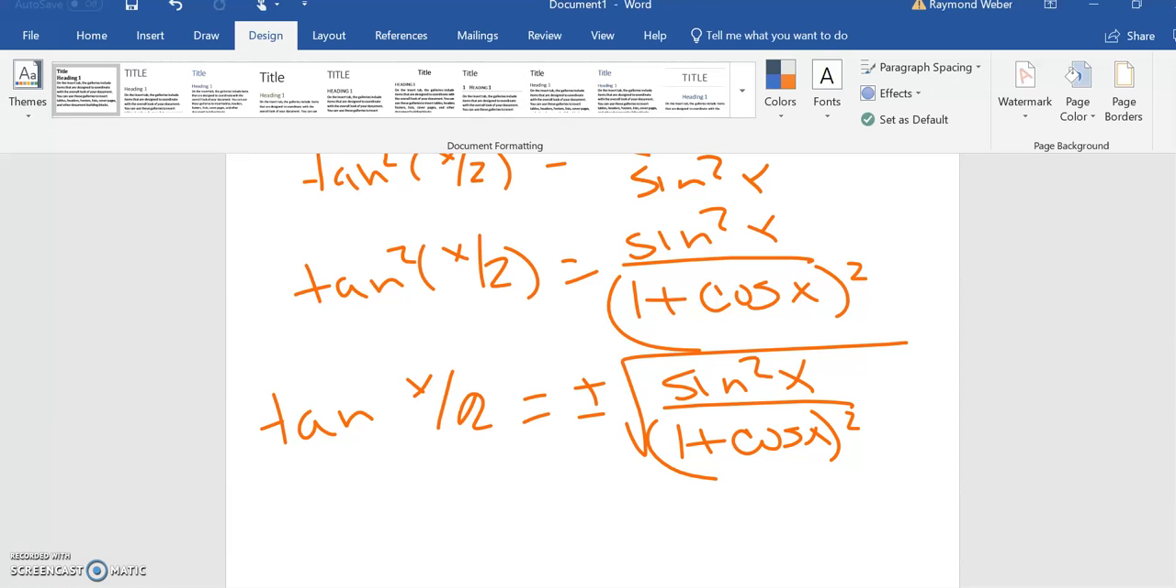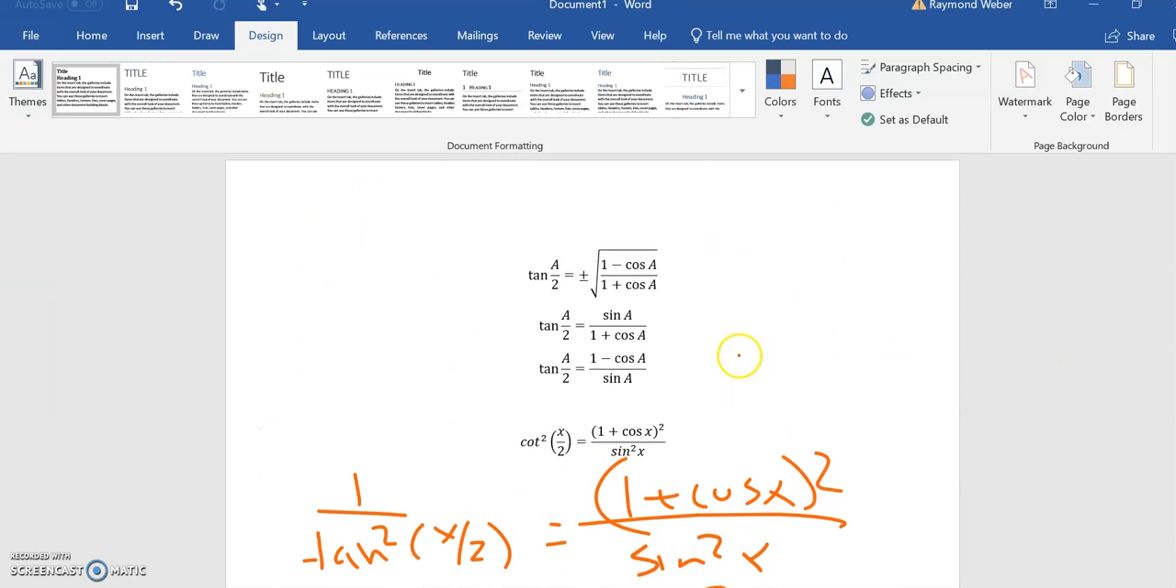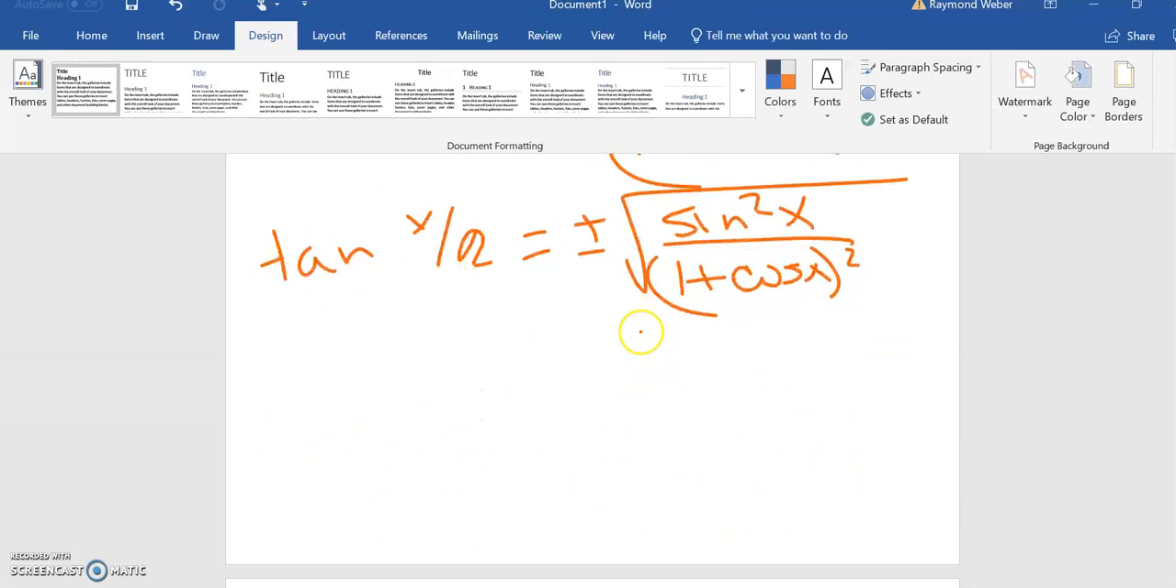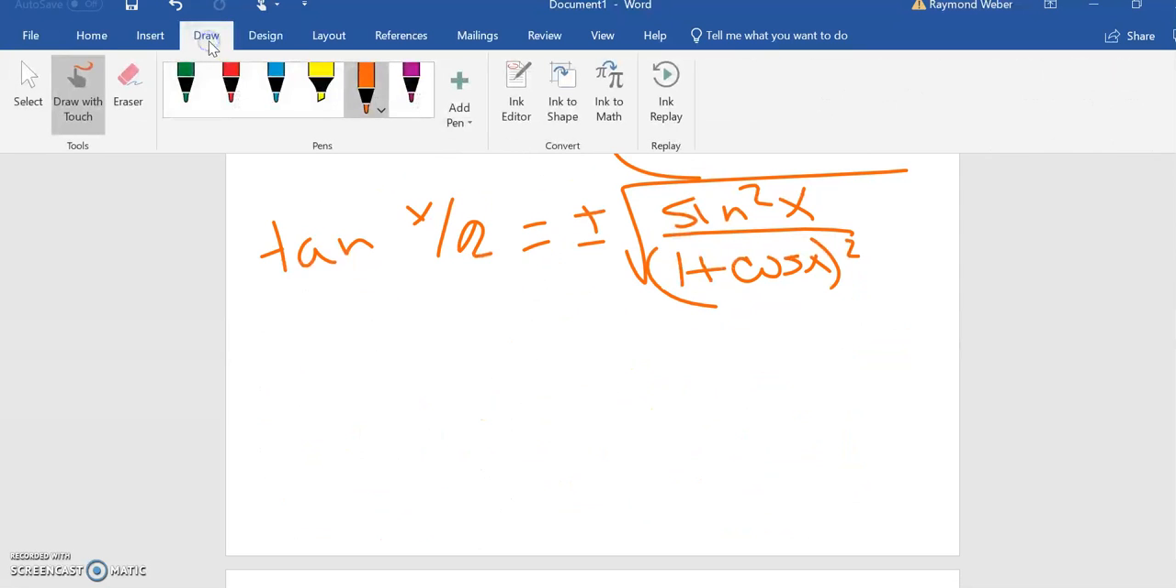Okay, so now my goal is there are 3 versions of the tangent half angle version, and I've got them up here. My goal is to end up with my right side looking like one of these. So that's my goal here. And I already have the plus or minus radical, so I'm kind of thinking that that's going to be a good choice. So that's going to be kind of my aim, at least my starting goal. And if I get sidetracked along the way, I'll change it as I go.